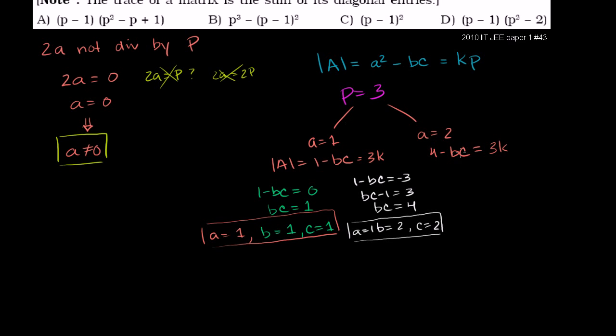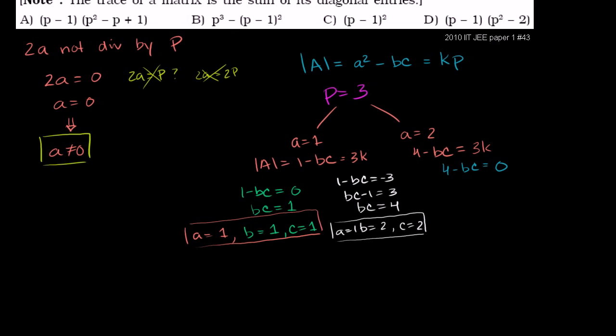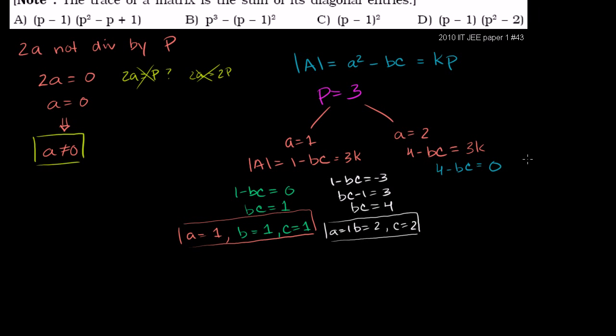And in this last situation, 4 minus BC is equal to 3k. So 4 minus BC could be equal to 0. 4 minus BC could be equal to 3. That's definitely a possibility, because this value right here will always be less than 4. And you can't get anything less than 0 here, because the highest value for B and C are both 2. 2 times 2 is going to be 4. So you can't get anything less than 0 here. So you won't have a case like this.